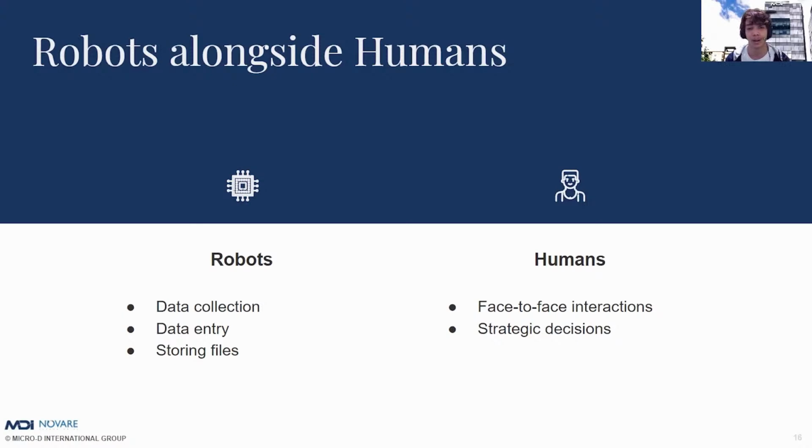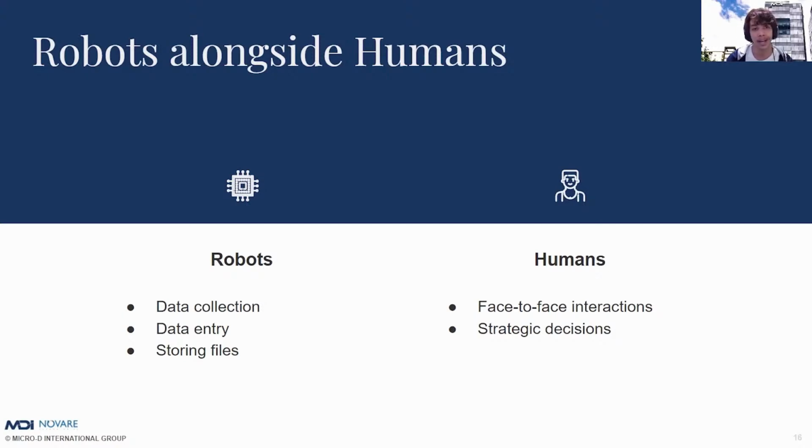Since RPA robots are designed to handle the tedious tasks, they handle tasks like data collection, data entry, and storing files. This is suitable for robots since robots can run 24/7, and as mentioned earlier, they can repetitively do tasks without productivity or quality declining.